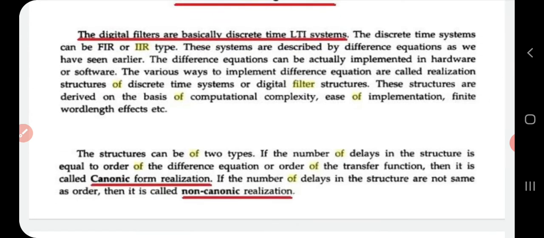Now there are two types of structures. If the number of delays involved in the structure is exactly the same as the order of the difference equation, or of the same order as the transfer function, then it is a canonic form realization. If the number of delays involved is not the same as the order of the difference equation or the order of the transfer function, then it is called non-canonic realization.